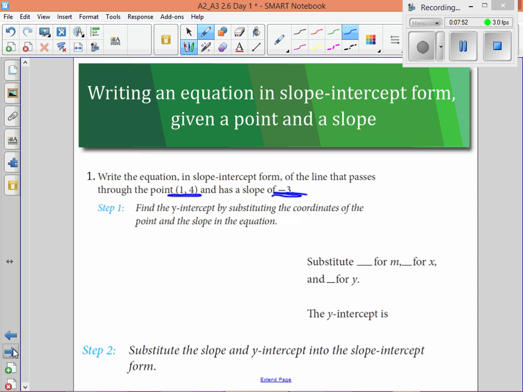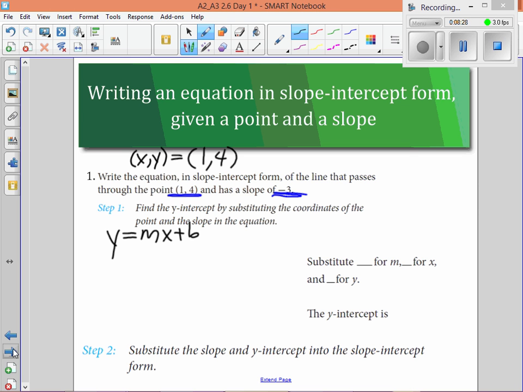First, we find the y-intercept by substituting the coordinates of the point and the slope in the equation. So what's the equation? We should all be familiar with this. y is equal to mx plus b. Now, if I have this coordinate point, note that this is x, y. It's not the only coordinate point that's present on this line, but it's a given coordinate point. So I can say that a pair of x and y coordinates that's present on this line is (1, 4).